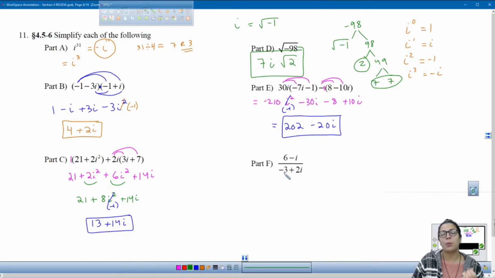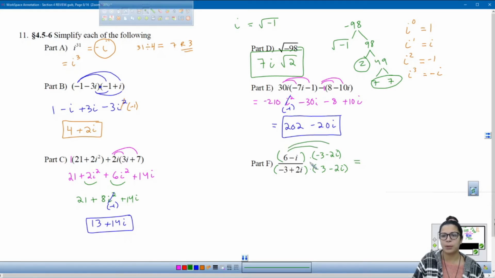So remember, to get rid of a complex number, you need to multiply by the complex conjugate. So I'm going to multiply by the same exact binomial as the denominator, but the i term changes sign. So I'm going to multiply by -3 minus 2i. And of course, this is a fraction, so whatever I do to the bottom, I have to do to the top to keep it equivalent.